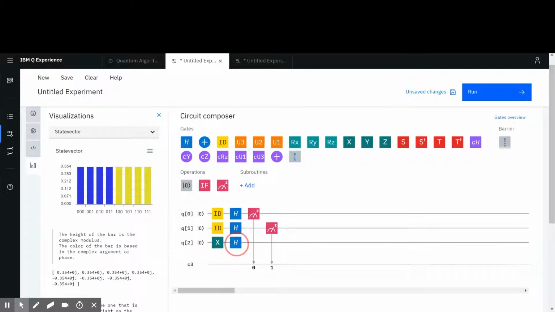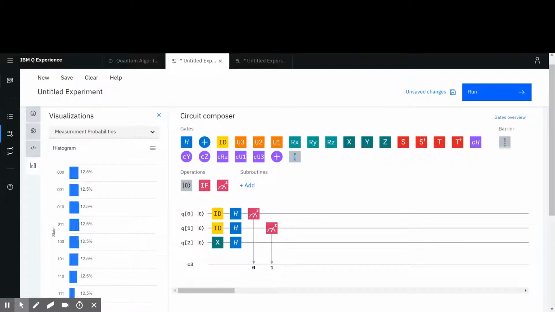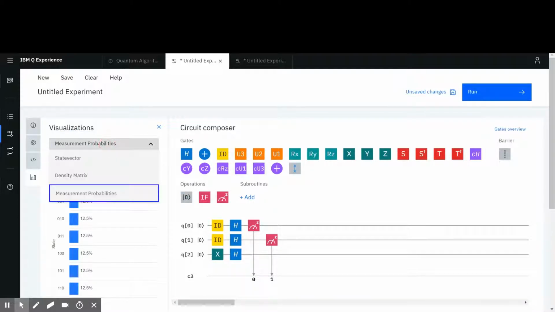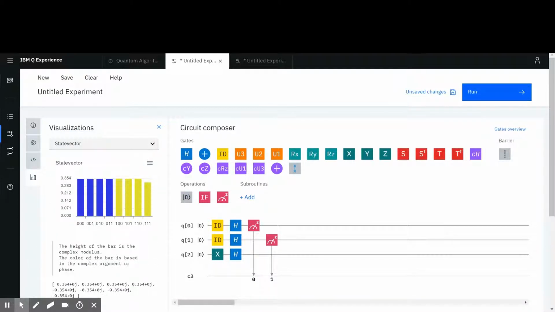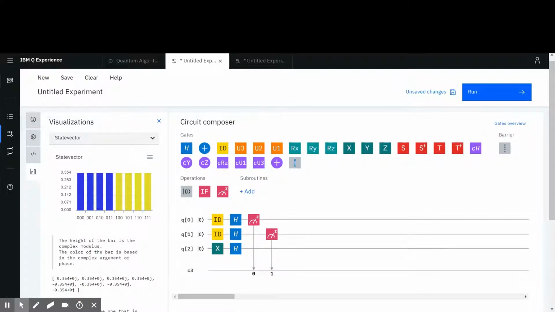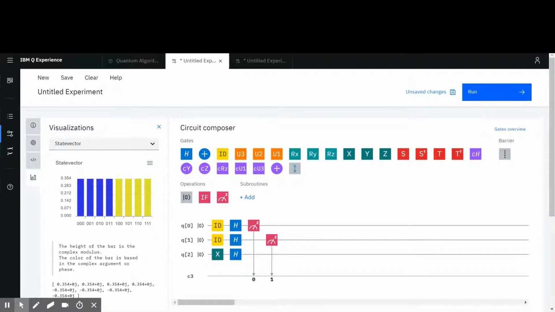And the reason is that when you apply Hadamard on one, you end up with a minus in the phase, right? So the phase would be negative, while the probabilities are not affected. If I take a look at the measurement probabilities, it's just equal probabilities, but you can see that there is a minus in those coefficients here, right? And that's because we've applied a Hadamard on a qubit that's one, not zero.